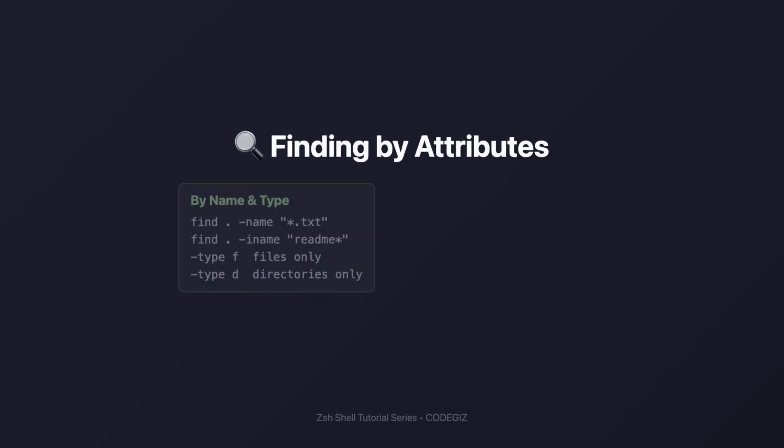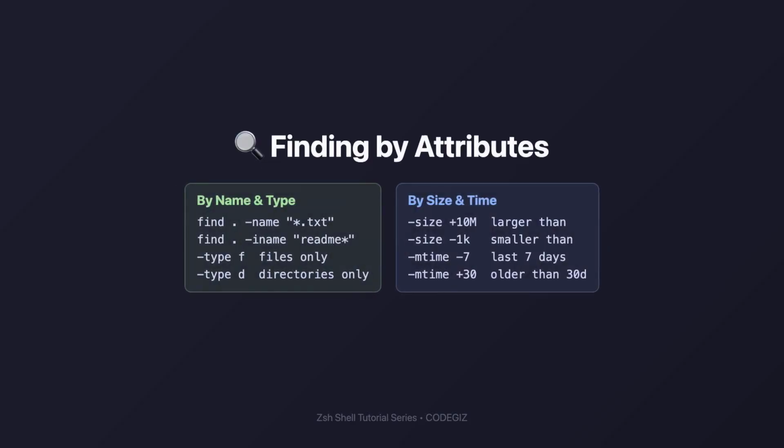The find command searches for files by name, type, size, and time. -name matches exact patterns. -iname ignores case. -type f finds files. -type d finds directories. You can also search by size and modification time and combine criteria.